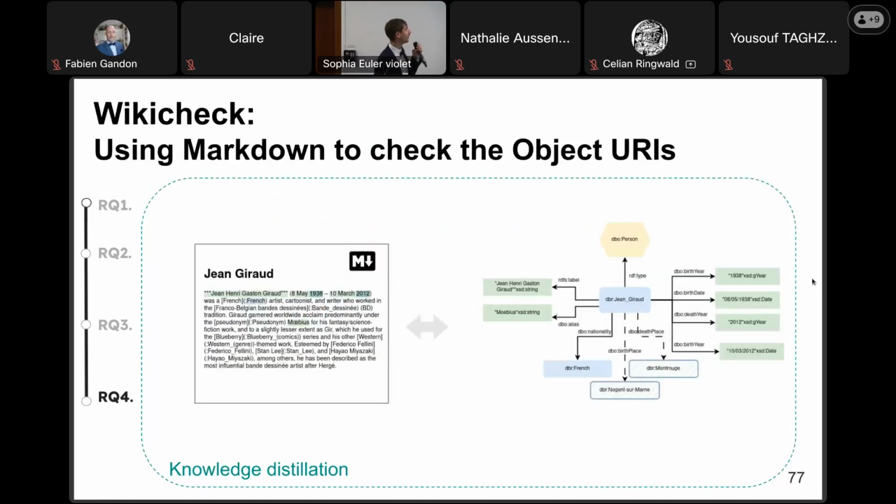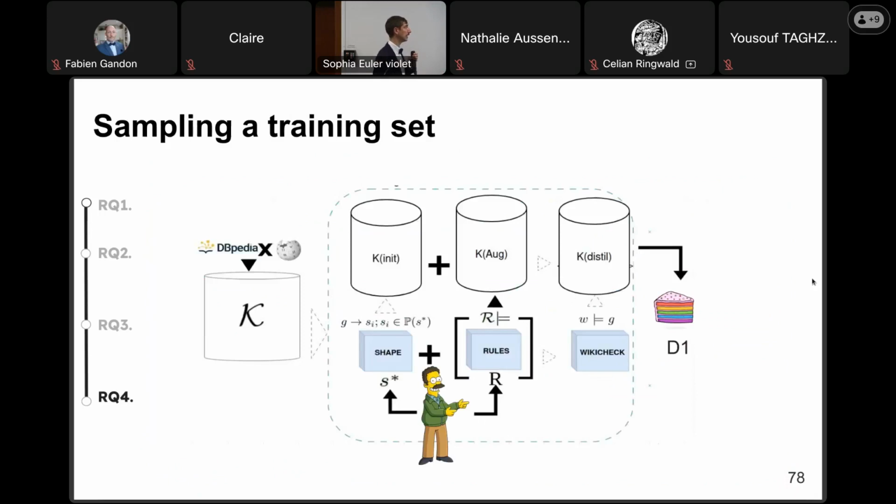And finally, as our last step was the wiki check, we are now using the markdown version of the article to verify whether the URIs related to the objects convey the graph properties we have in our graph. So we delete here all the object properties that are not referred to in the text.